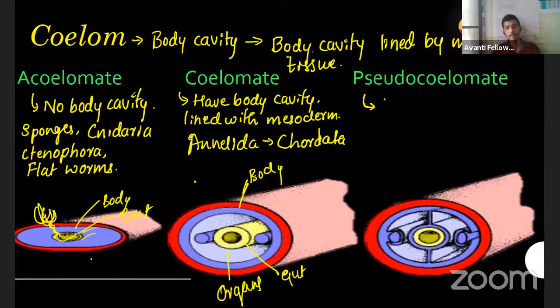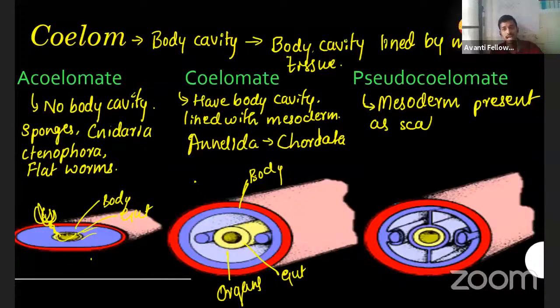These have a pouched cavity. You know that pseudo means false. So here what is happening? Here the mesoderm is present as a pouched structure, a scattered pouch. Correct, Shushmita, scattered pouches. I'm writing as you wrote, because it's correct. Yes, it's scattered pouches.